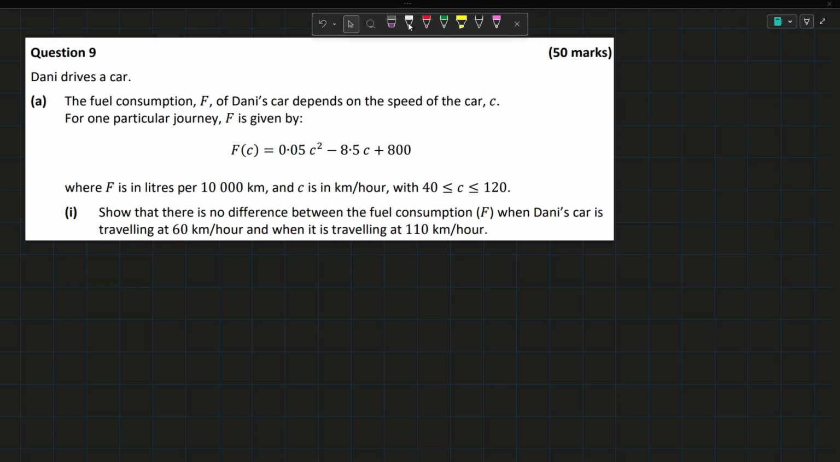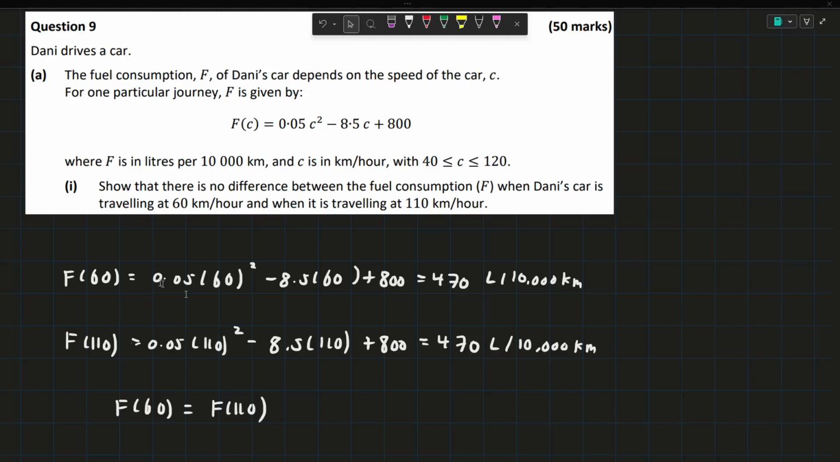So this is 2025 paper 1 question 9, and we're basically given a function for fuel consumption in terms of speed, and we're told to show that there's no difference between the fuel consumption at 60 compared to 110. So you can basically just sub in f of 60, sub in f of 110, and show that they're the same. And when you plug in the numbers, you get 470 liters per 10,000 kilometers for both, so that means that f of 60 is equal to f of 110, as they asked.